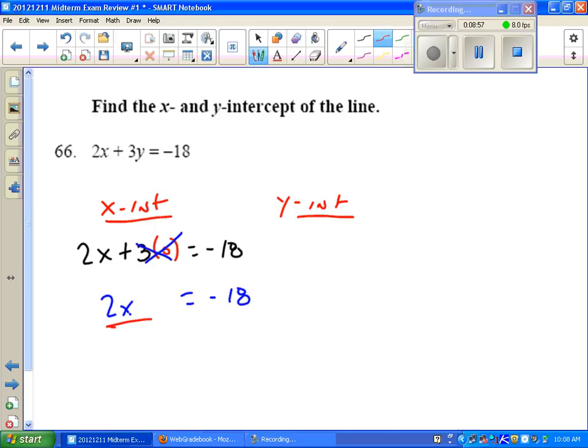Undo that by dividing by 2. Do it on the left side, you got to divide by 2 on the right. 2 divided by 2 cancels out and leaves you with just x. Negative 18 divided by positive 2. Opposite signs is always going to be negative. 18 divided by 2 is 9.